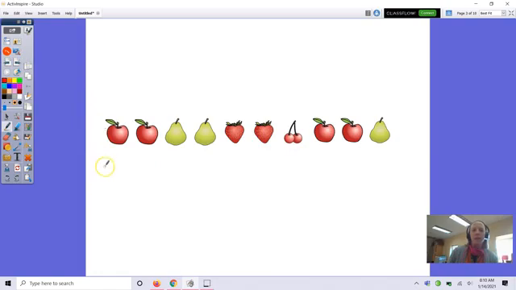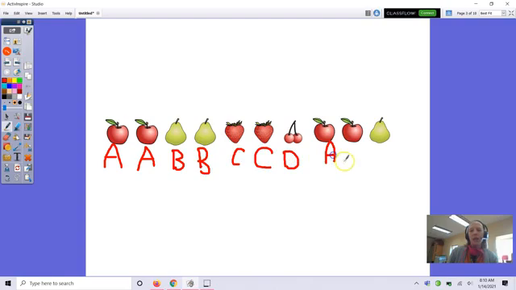Okay, let's look at another one. That is an A, that is an A, that's a B, a B, a C, a C, a D. And that is an A, and a B. So my pattern that repeats itself is an A A B B C C D pattern. And that A A B B C C D pattern will continue to repeat itself.